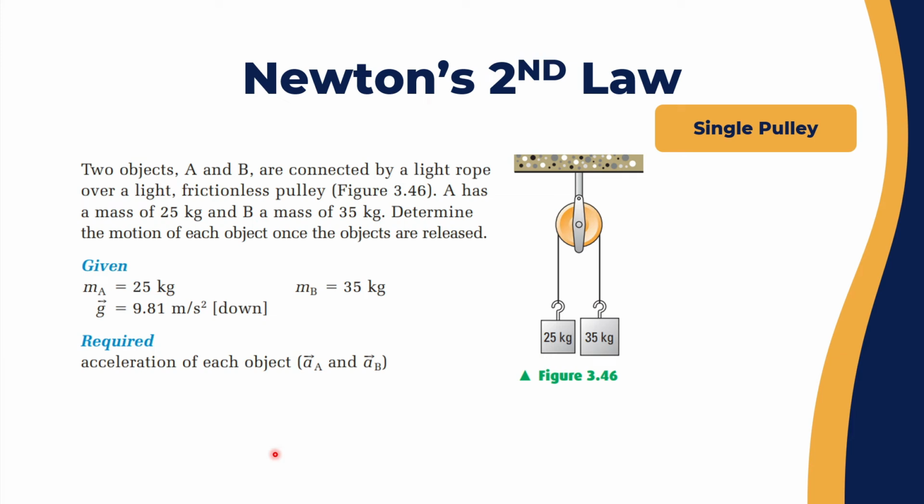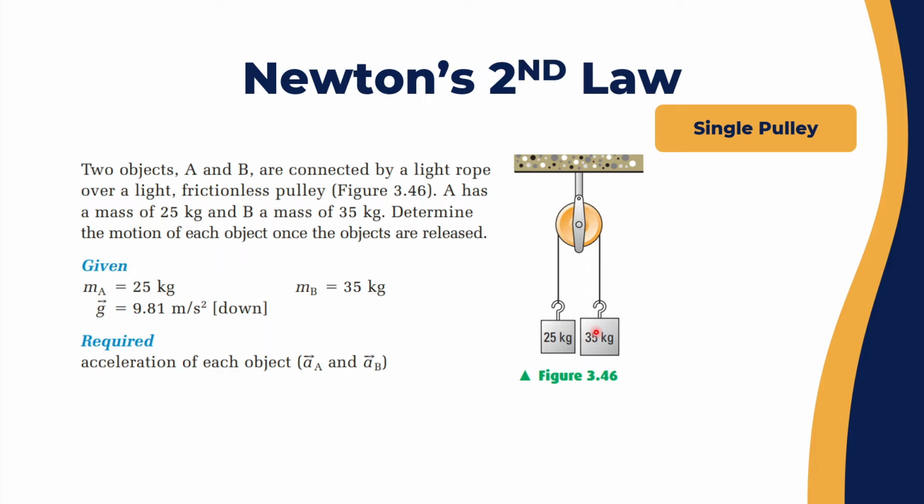Now, a different type of system when we have a single pulley. There's a single pulley, as you see in the example here, and there are two weights hanging on both sides. Those two objects are connected by one single rope. Each of these weights is hanging on one side of that rope. So we have object A and object B, and the rope has no mass.